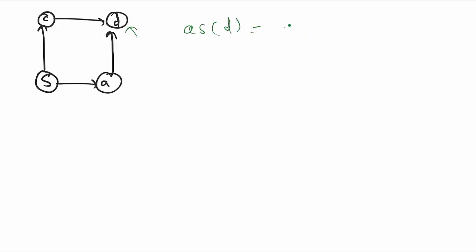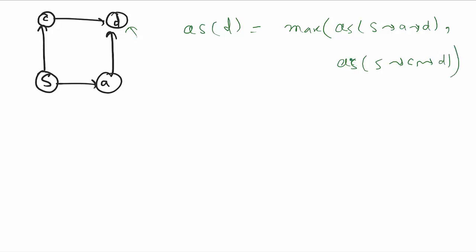It will be the maximum of the quality score of the path from S to A and then from A to D, and the quality score of the path from S to C and then from C to D, right? I need to take the maximum. This is the quality score of any vertex. Okay, I hope the definition is clear.